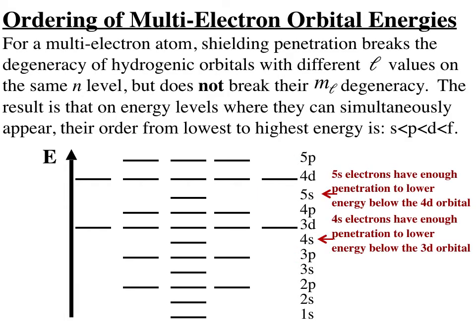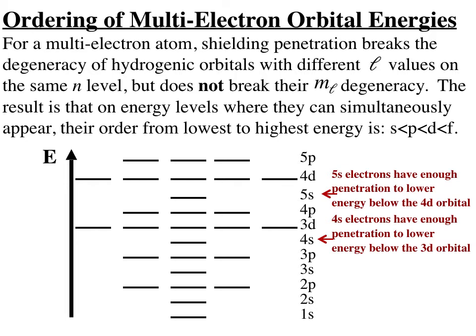So, as a result of this penetration of the core by valence electrons in an s, it lowers their energy relative to a p, a d, or an f. And likewise, the p also has some penetration, not as much as an s. So on energy levels where all 4 of these types of orbitals are available, the p, with slightly more penetration than d or f but less than s, will have lower energy than d or f, but not as low as s.